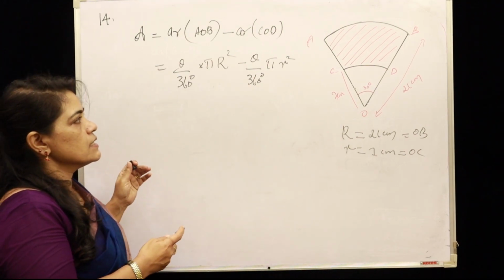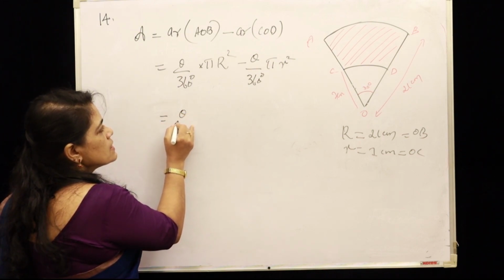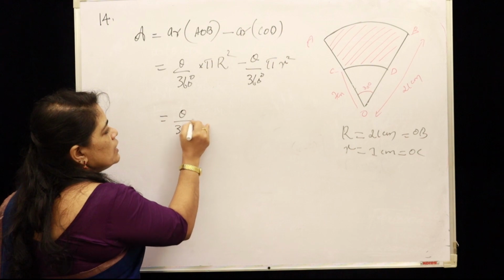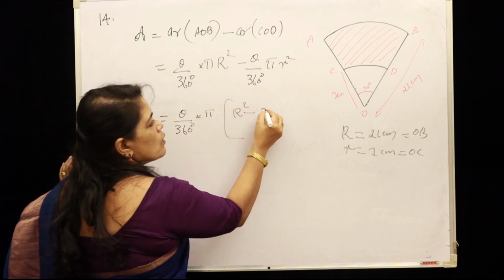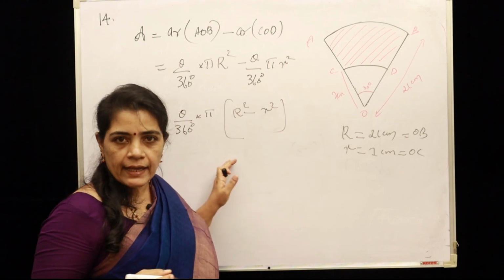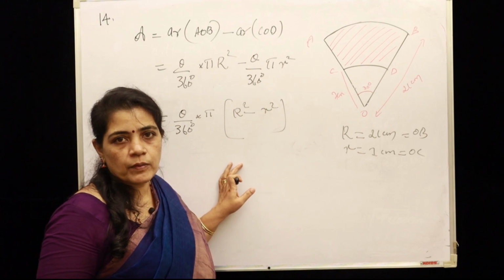So the area of the big sector minus the area of the small sector: theta by 360 into pi can be taken outside, so theta by 360 into pi, and capital R square minus small r square comes in the bracket, after taking theta by 360 into pi as common.